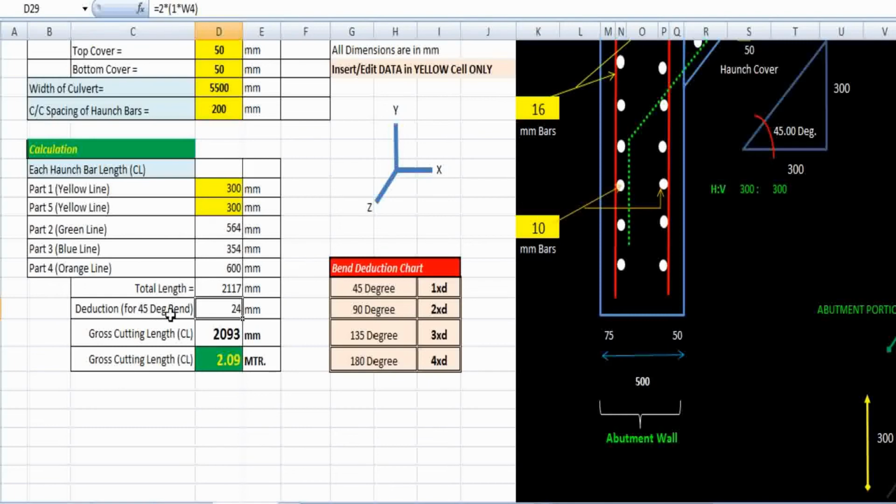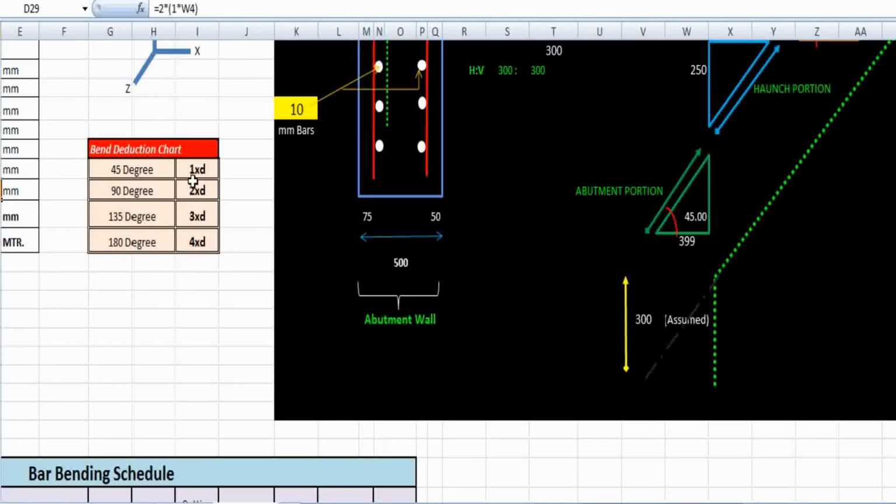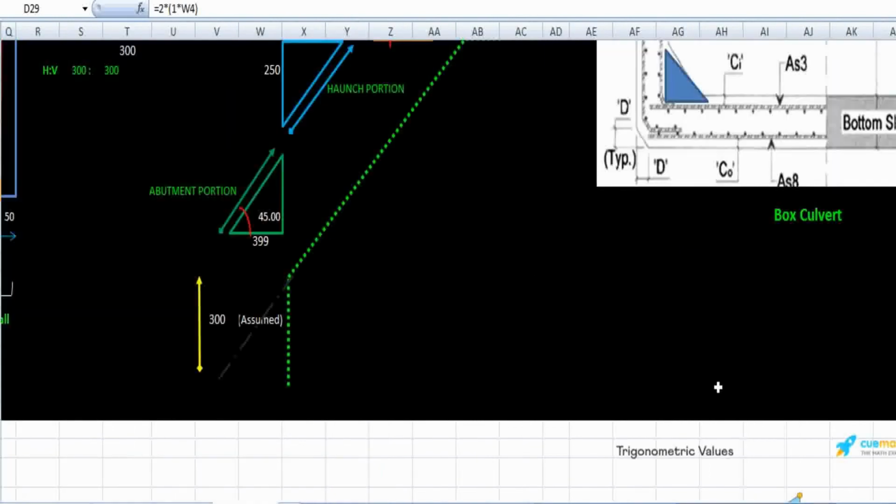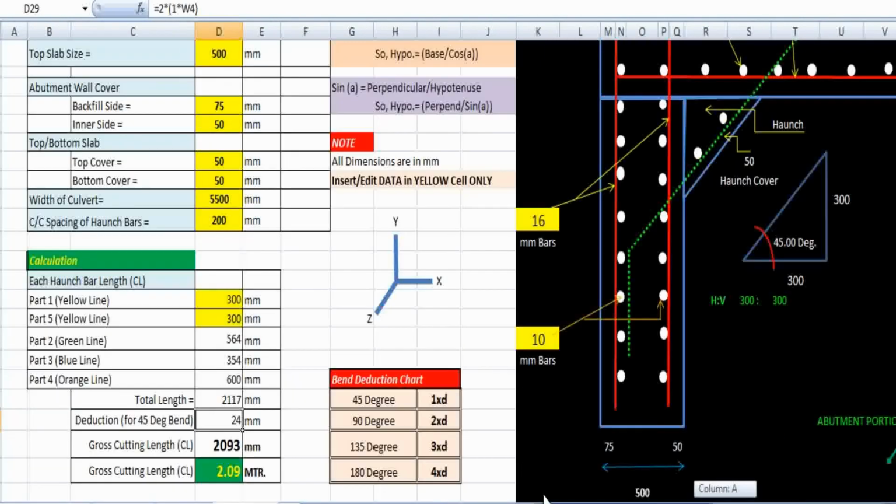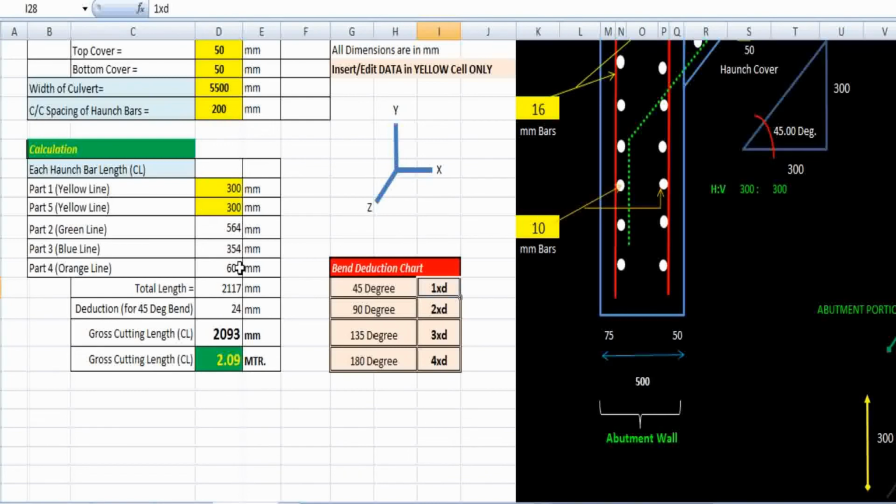For bend deduction of 45 degree bend, we have to deduct 1d for each of the 2 bends. Here is 1 bend and here is also 1 bend. So here you can see 2 times 1d, where d is the diameter of the haunch bar. So 12 into 2, that is 24 millimeter. That value we have to deduct.